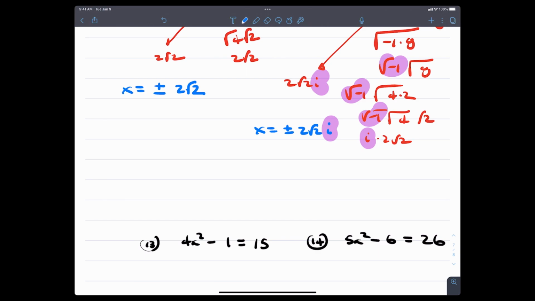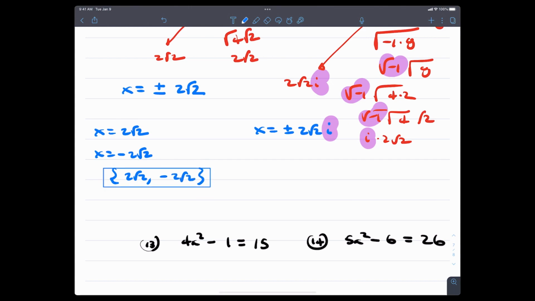So this means, again, 2 answers again, right? One's positive, and the other is going to be what? Negative. So you have 2 square root of 2. You got minus 2 square root of 2. And then here you have 2 square root of 2i. And then here you have a what? Minus 2 square root of 2i. So there's 2 solutions.